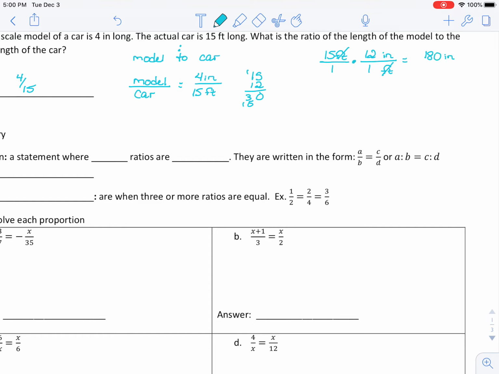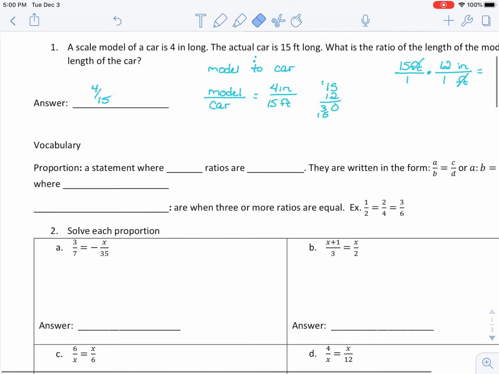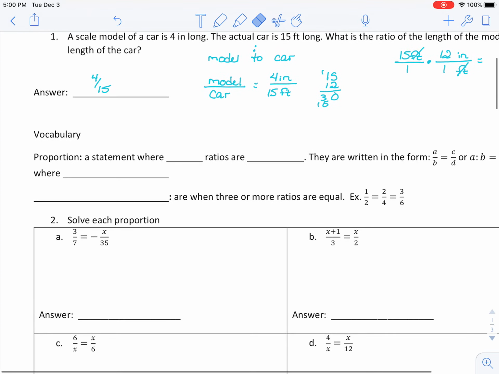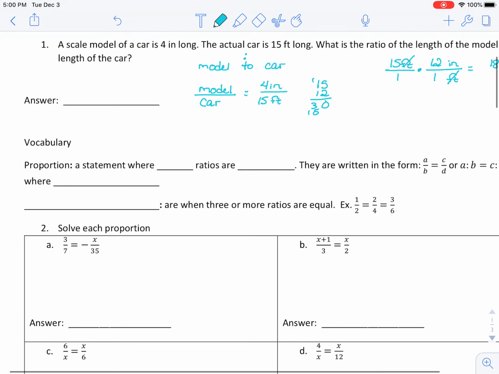And that would have the unit of inches. 1 times 1 is still 1, so it's technically over 1. I'm going to ignore that and just leave it as 180 inches. So that means the answer that I put earlier of 4 over 15, not reduced, is not my answer. We're going to come back to this 4 over 15 that I started out with in my work.